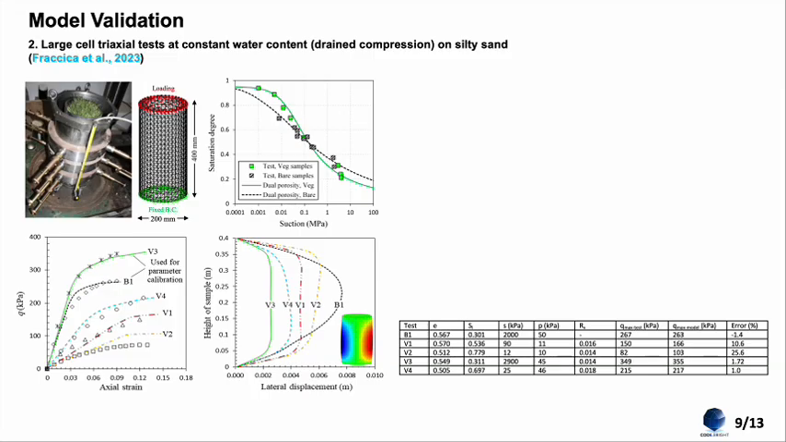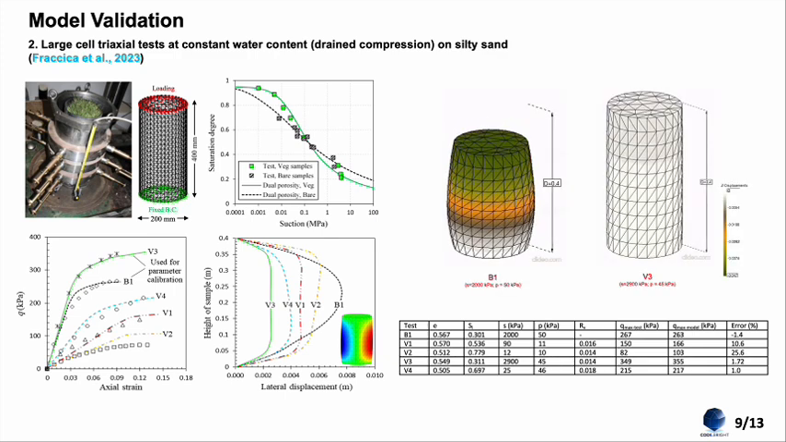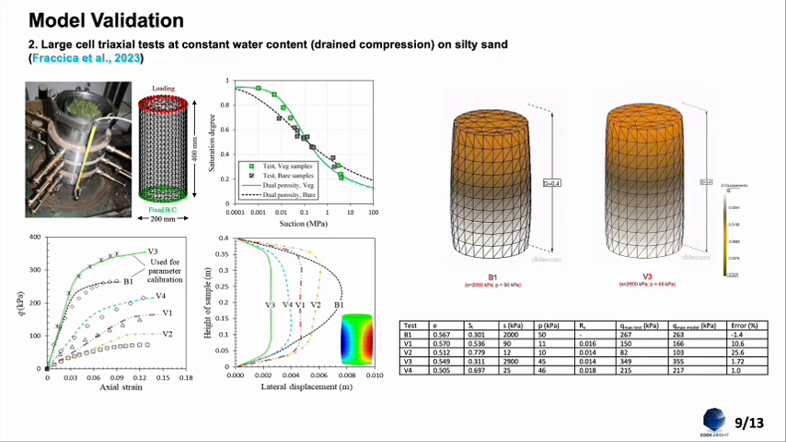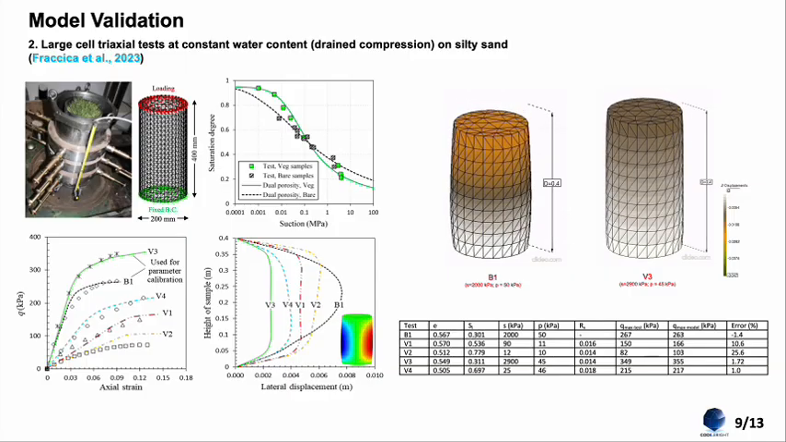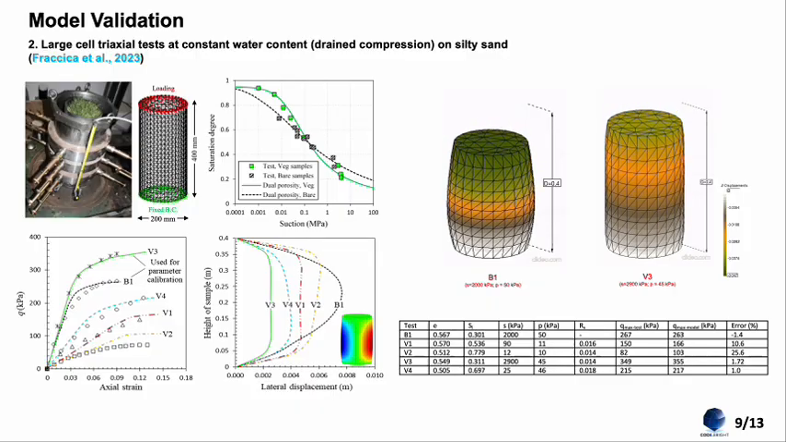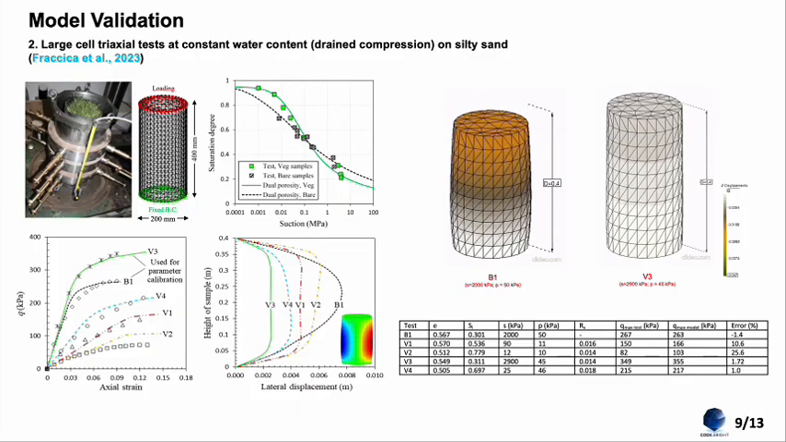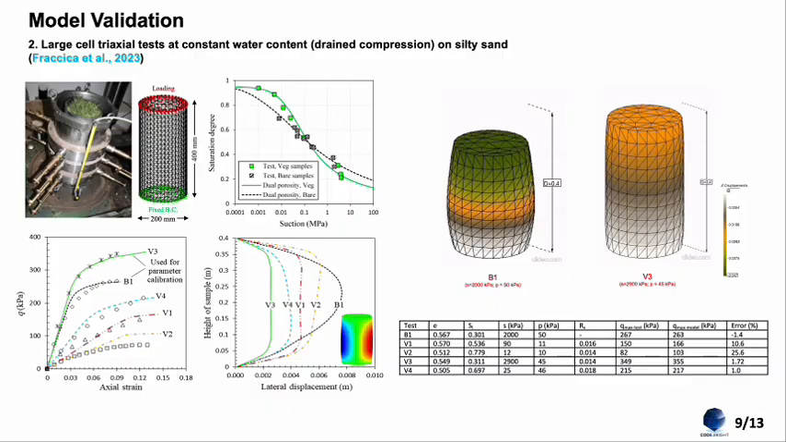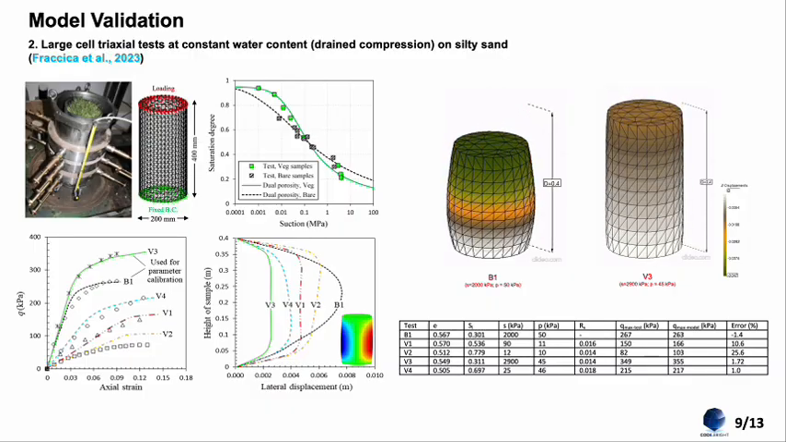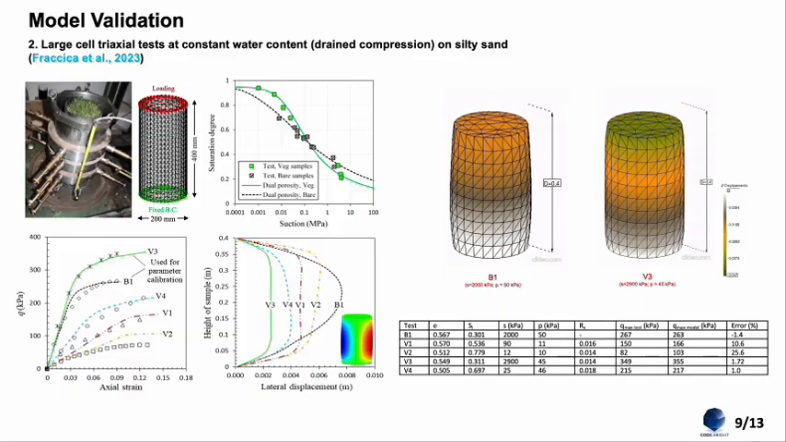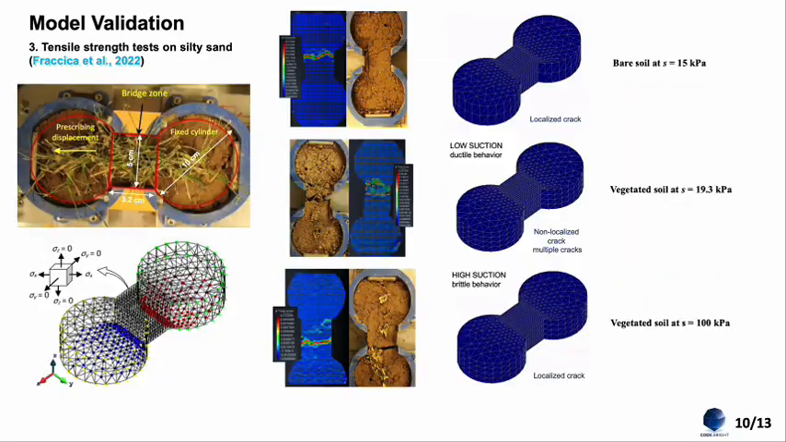2,900 kilopascal suction, and then we tested the result with the rest of the suctions. And here you can see the volumetric strain of the vegetated and non-vegetated samples. For the vegetated sample, the vegetation has reduced the bulging of the sample, and based on the comparison between experimental tests and numerical results, there is also good agreement between the results.